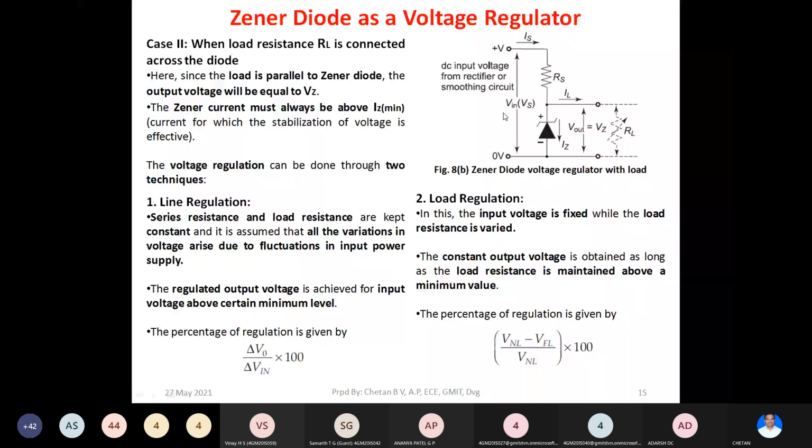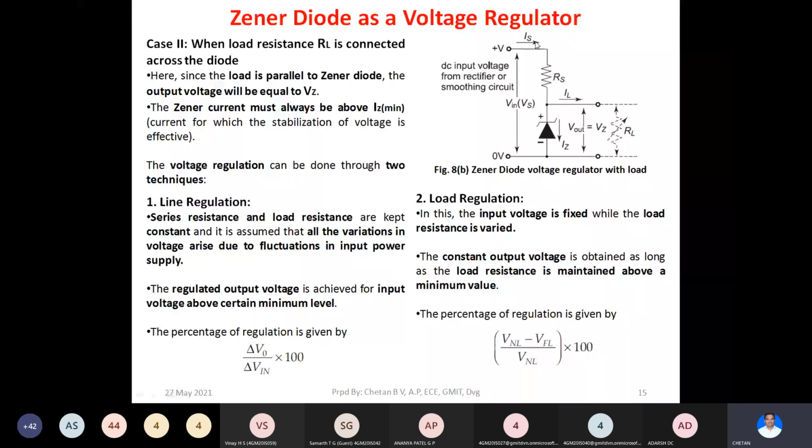So when the voltage increases, what happens is obviously the current Is would increase. To compensate the rise in Is, Iz will increase, maintaining constant IL. Similarly, whenever this Vin decreases, obviously the current Is will decrease. Therefore, Iz will decrease in order to compensate this decrease in Is, and IL will be maintained constant. So this is line regulation.